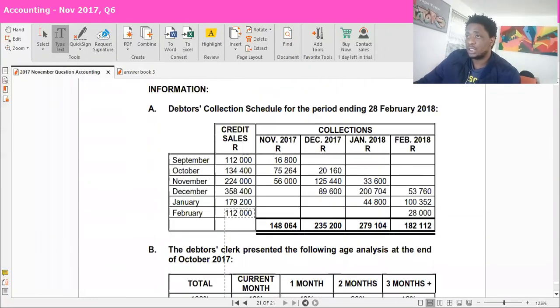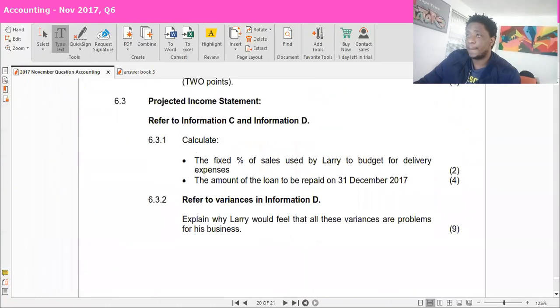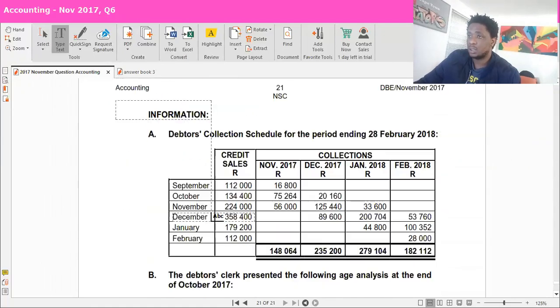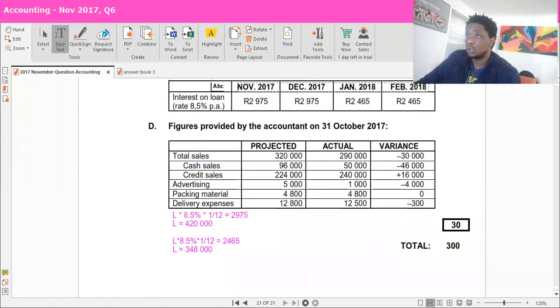So the next question says, explain why Larry would feel that all these variances are problems for his business. I've answered this one. Basically, if you look at this whole projected statement here, there are variances. There's no variance for packing material, but why are they all problems? Let's assess that one.